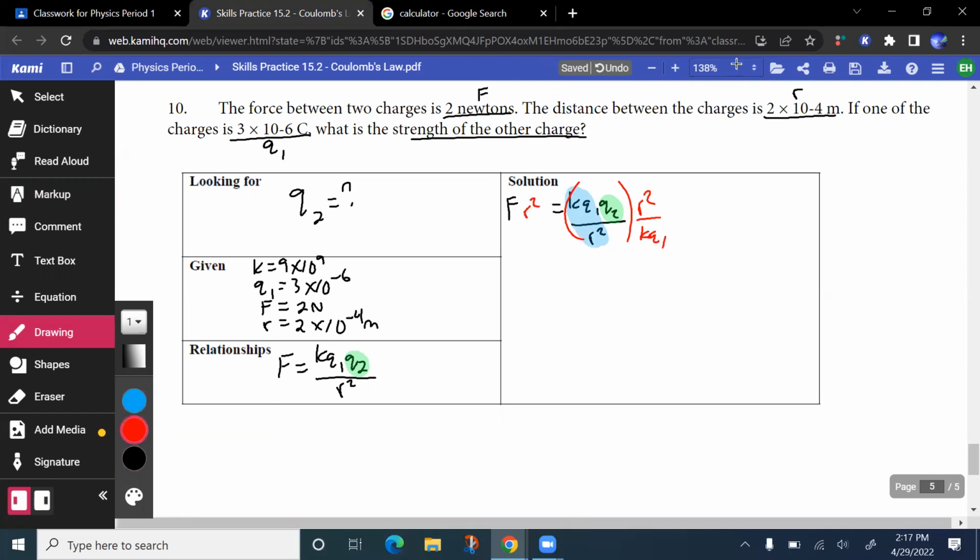And we multiply that on both sides. Everything cancels, and Q2 is by itself. So let's rewrite. And we get Q2 is equal to F R squared over K times Q1. Let's plug in for charge 2.